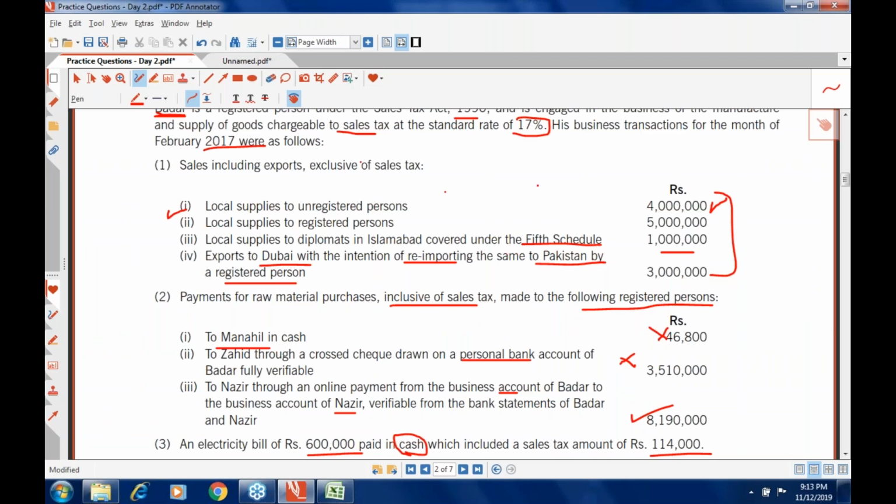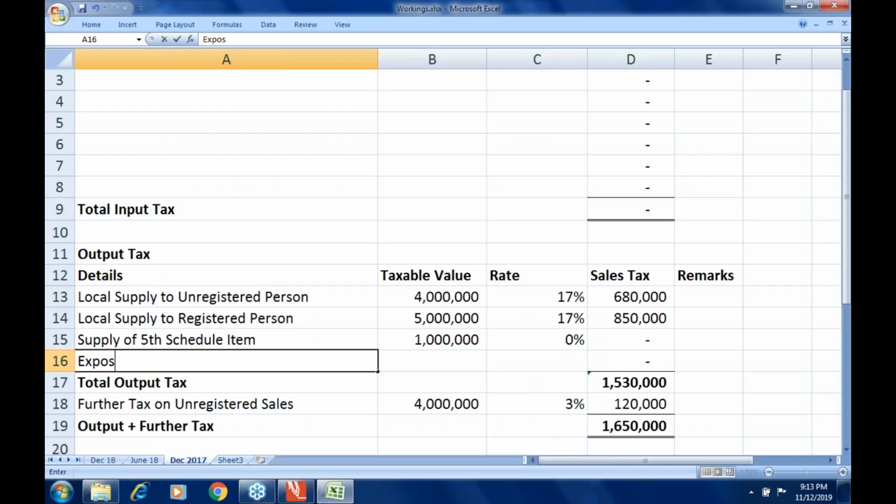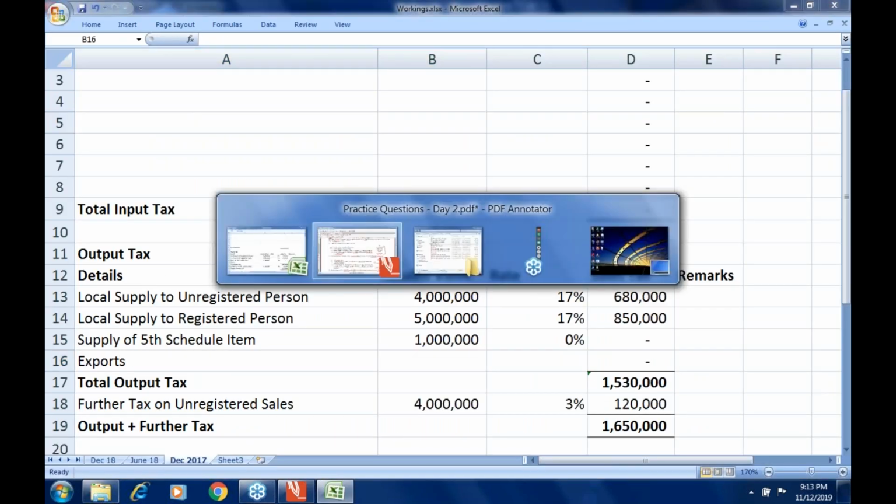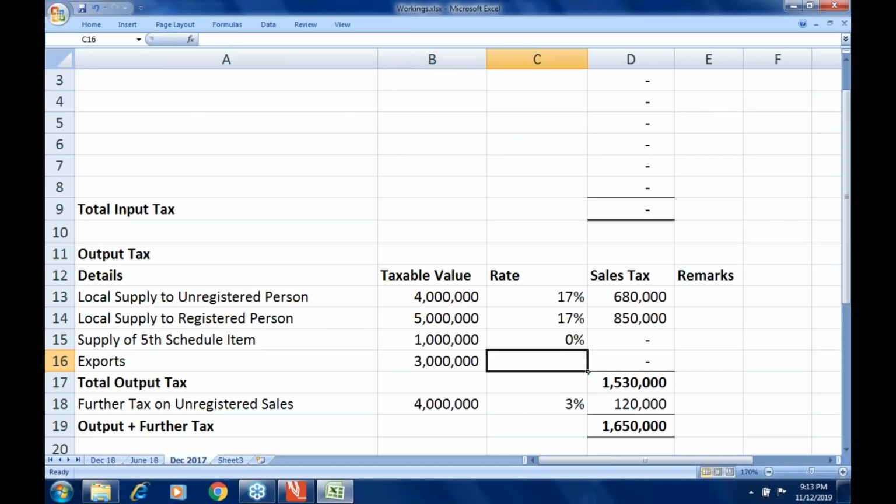The next thing is that it says exports to Dubai. If the exports are to Dubai for the intention of re-importing, then the exports, which are of 3 million, will not be charged at 0%. Instead, they are going to be charged at 17%. Now let's move forward. Let's discuss further.